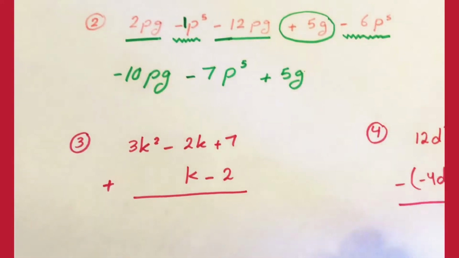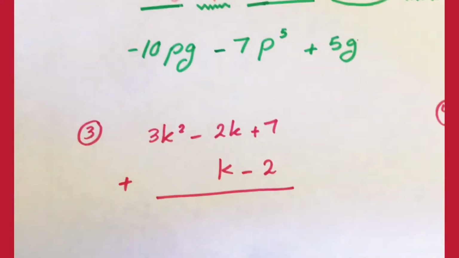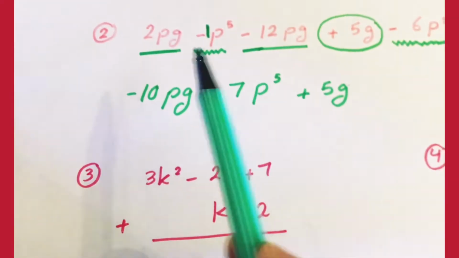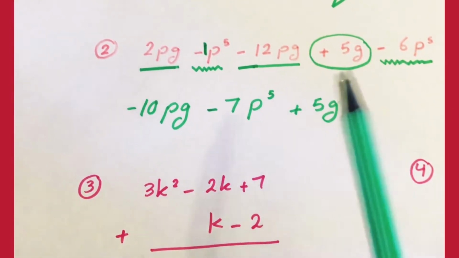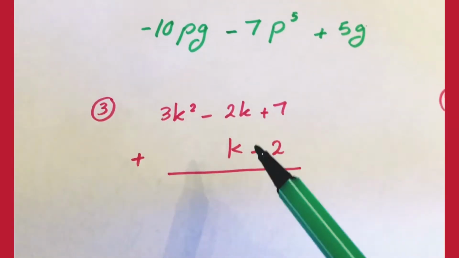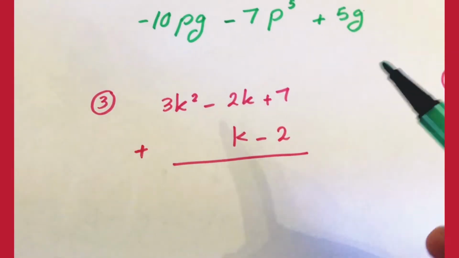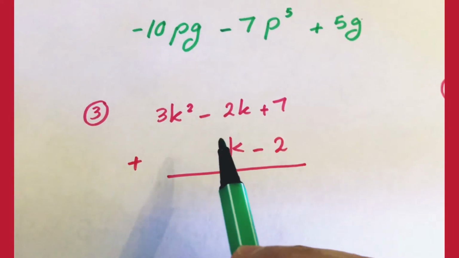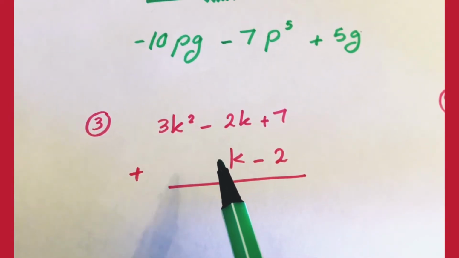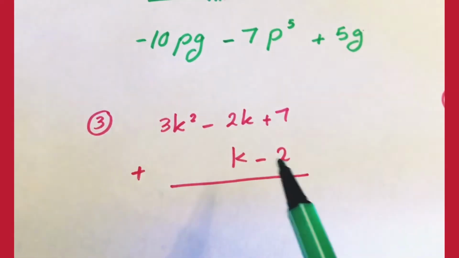Now, let's see another kind of question with polynomials. Here it was horizontal, and here I'm going to write the question in vertical form. Okay, so here they put the like terms under each other.